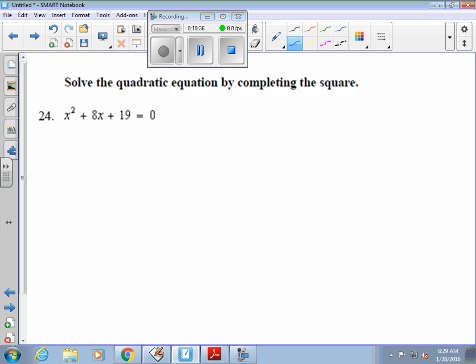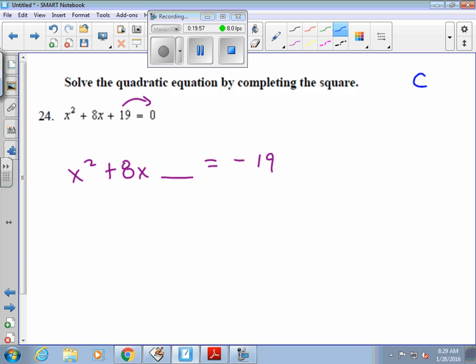Solve the quadratic by completing the square. In order to complete the square, you need a new c value, in ax squared plus bx plus c. This c is no good. So undo it by subtracting 19 on both sides. Now you have x squared plus 8x plus c, we're going to find a new one in a second, equals negative 19 when you subtract it on both sides.